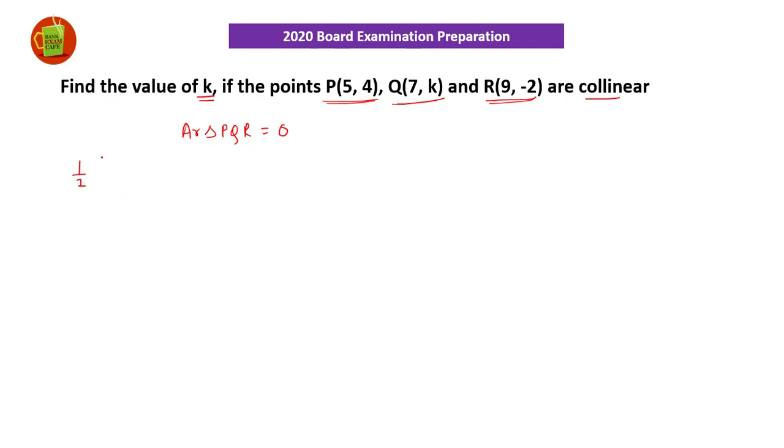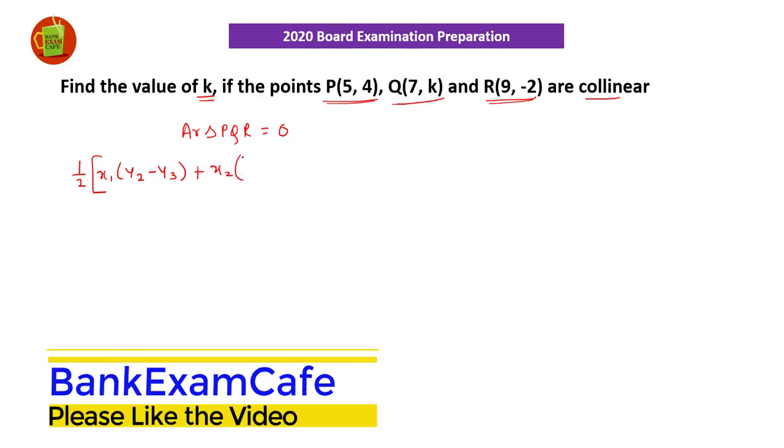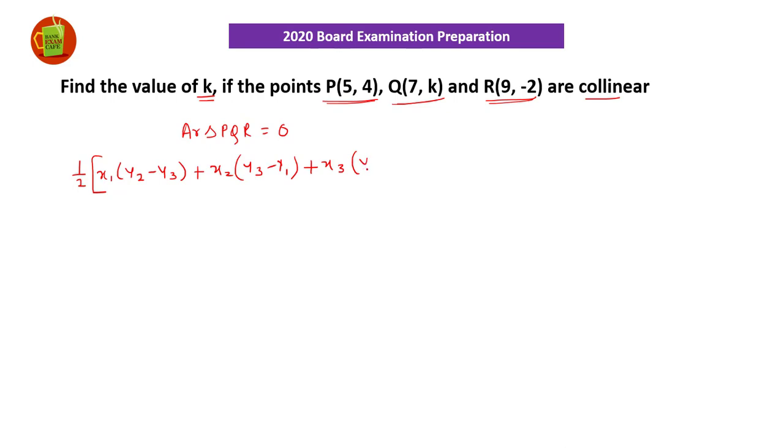the area of a triangle is calculated by the formula 1/2 into bracket x1 into bracket y2 minus y3, plus x2 into bracket y3 minus y1, plus x3 into bracket y1 minus y2, which is equal to 0. Now here the P points are 5 and 4, so let this be x1, this is y1, this is x2, this is y2, and this is x3, this is y3. Now just put the values of x1, y1, x2, y2 and x3, y3.